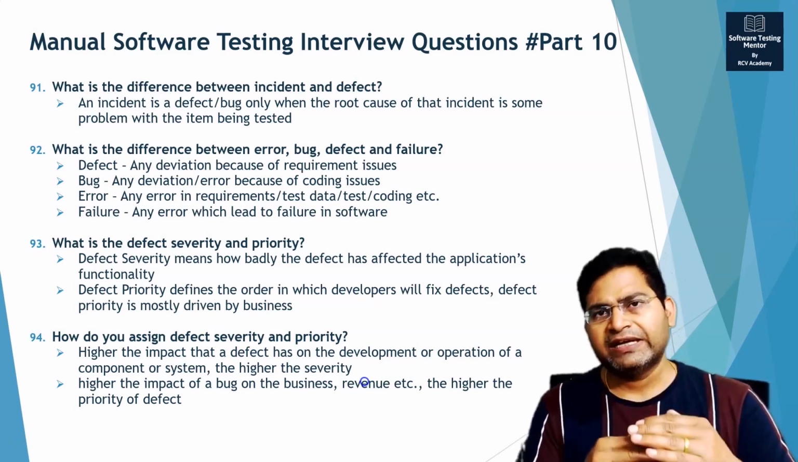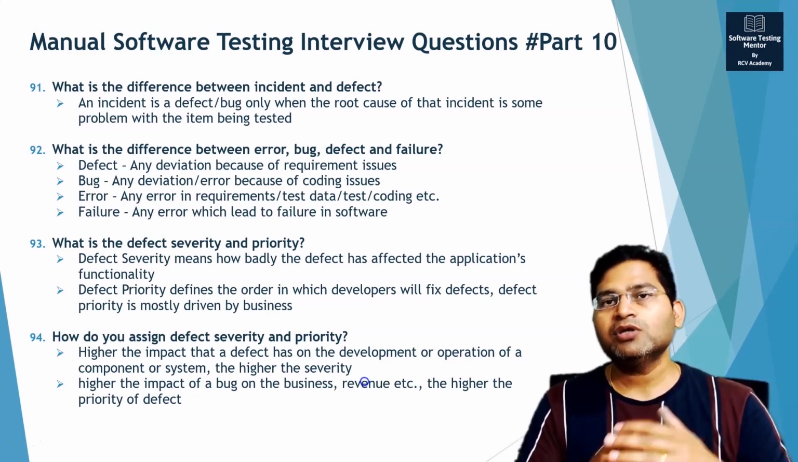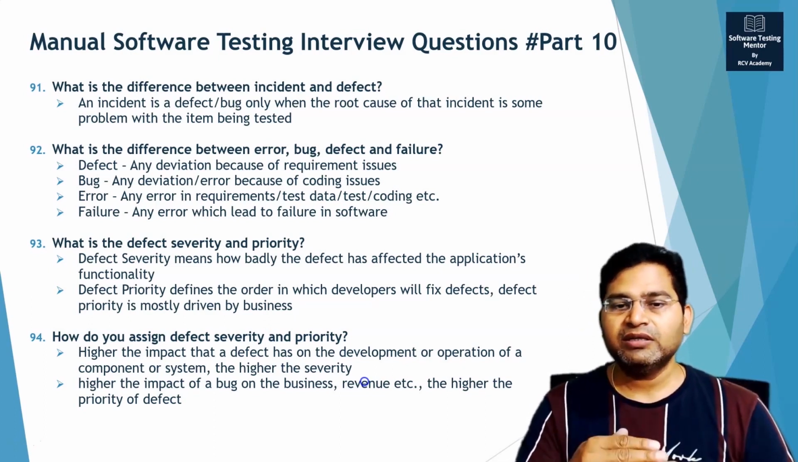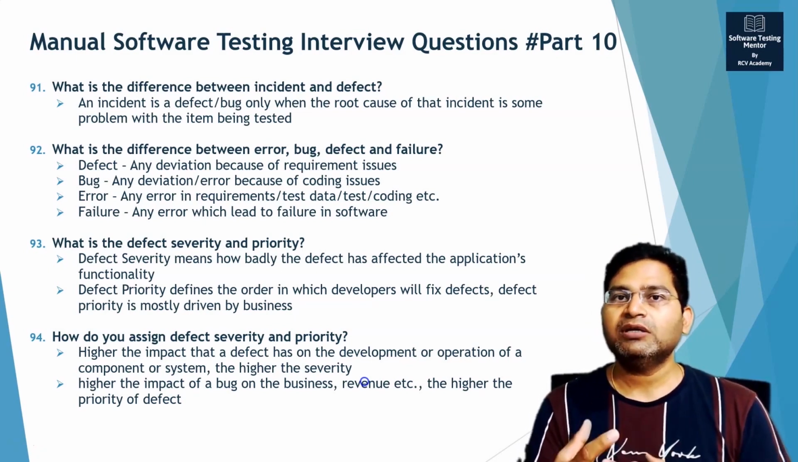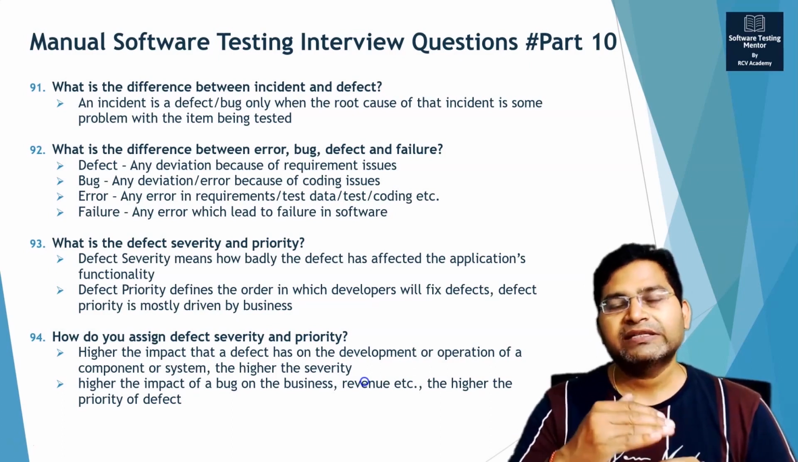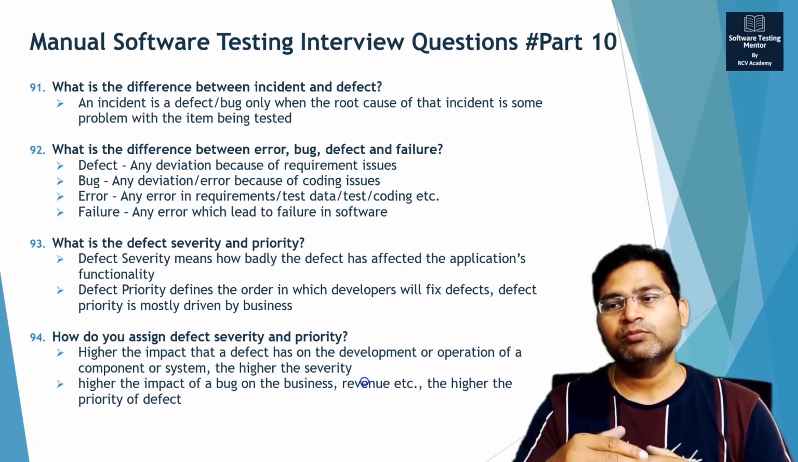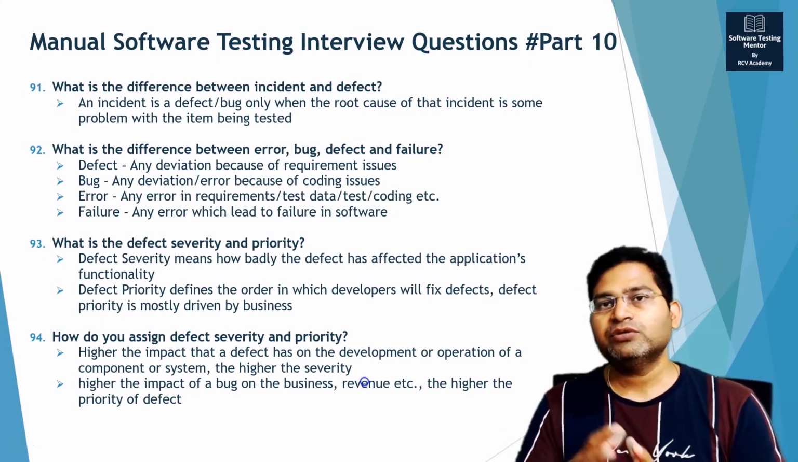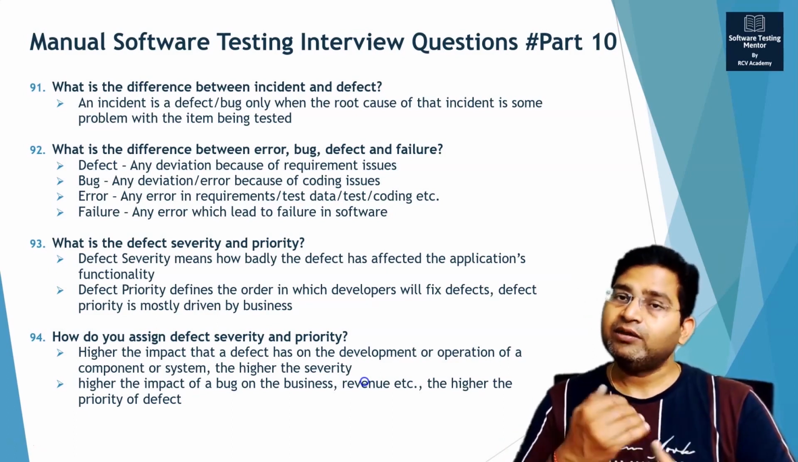So this is low severity, but business will say, no, this needs to be fixed immediately, because even though it is low severity, we cannot have a spelling mistake on our key website. So this is an example of low severity and high priority. Business will say this needs to be fixed immediately before we move on with other scenarios and development work. So this is basically how you assign severity and priority.